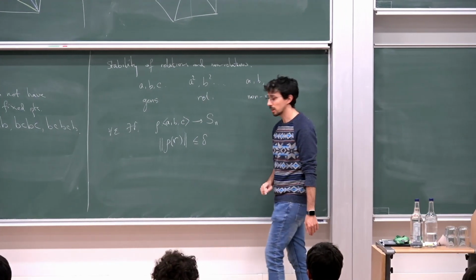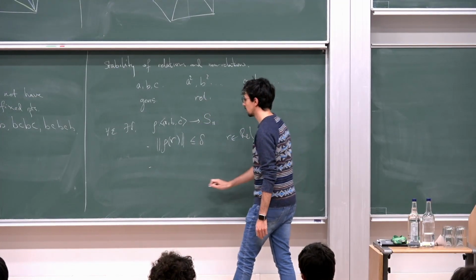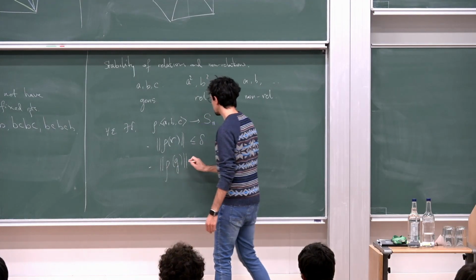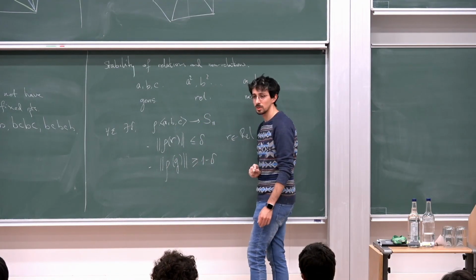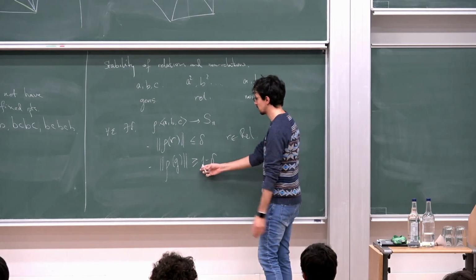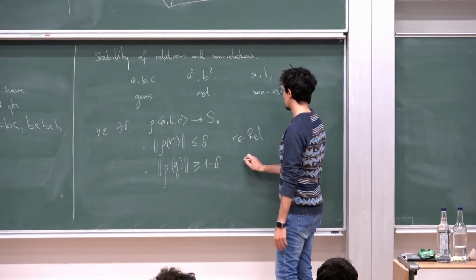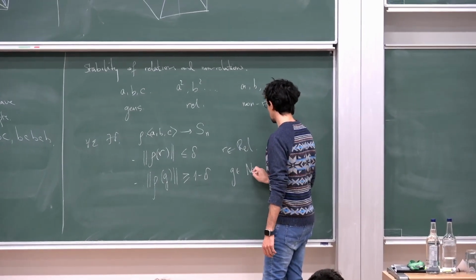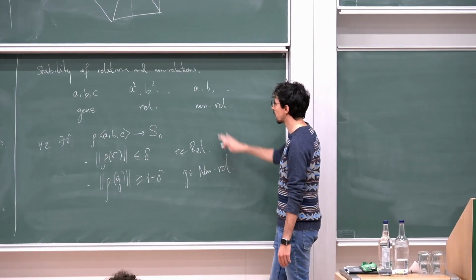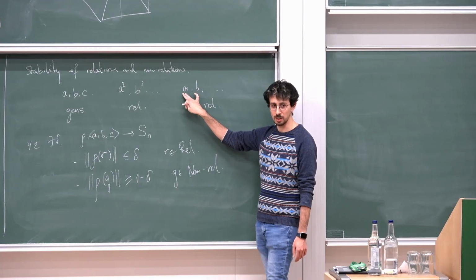Okay, but here's the new thing. I want the non-relators, so this is in the relators, and I want the non-relators, G, to be very not satisfied. This means that the number of fixed points is very small. So for any G in the non-relators, this list. And really what you should be thinking here is conjugacy classes of elements and not elements.